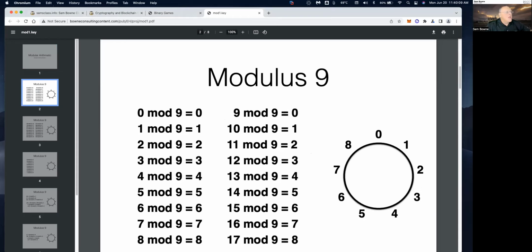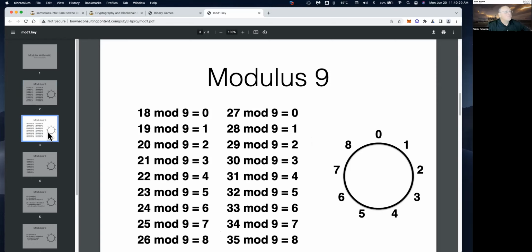So from 0 to 8, Modulus 9 doesn't change anything, but 9 mod 9 is 0. You divide it by 9, it's 1 nine plus 0 remainder, that's the remainder. 10 mod 9 is 1, and so on. 15 mod 9 is 6. So any number you want can be mapped onto this ring with the modulus operation. So as high as you go, the output is always going to be from 0 to 8.